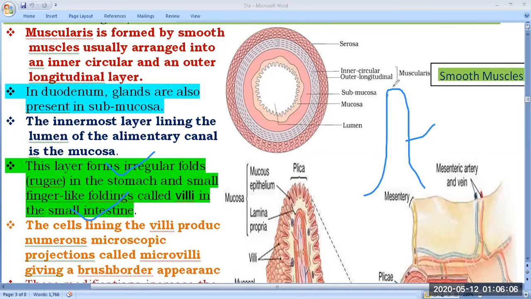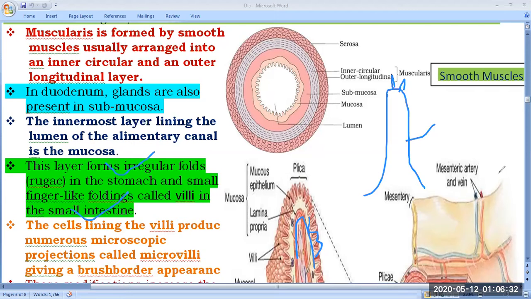And these villi also have numerous small projections, so you can see in the figure. Suppose this is the villi, and on it there is a small structure known as the microvilli. So the mucosa forms irregular folds in the stomach, and this structure is known as rugae.